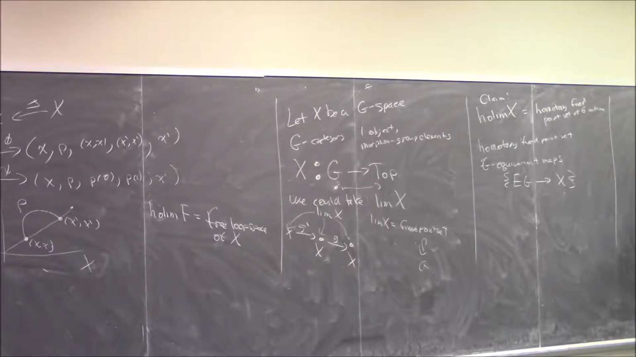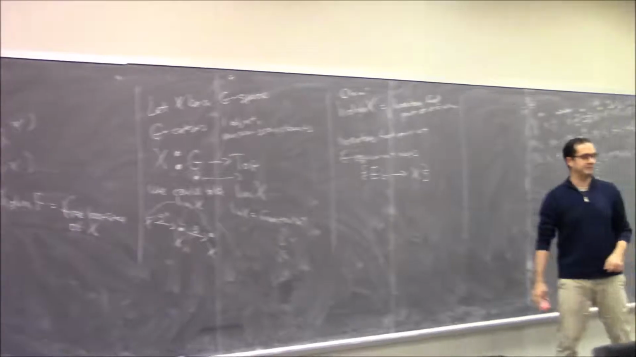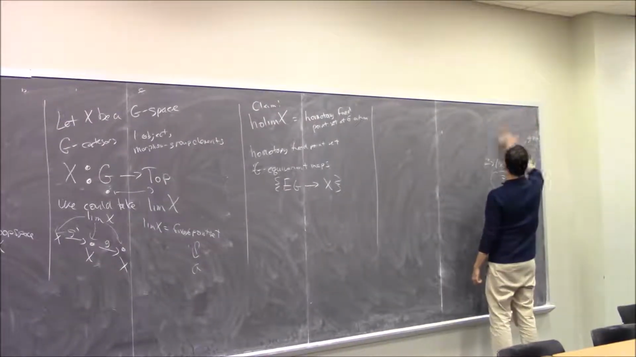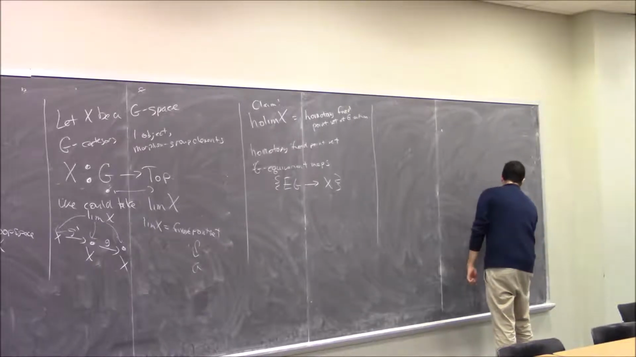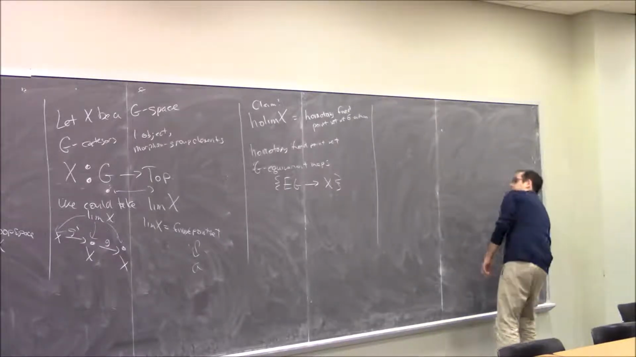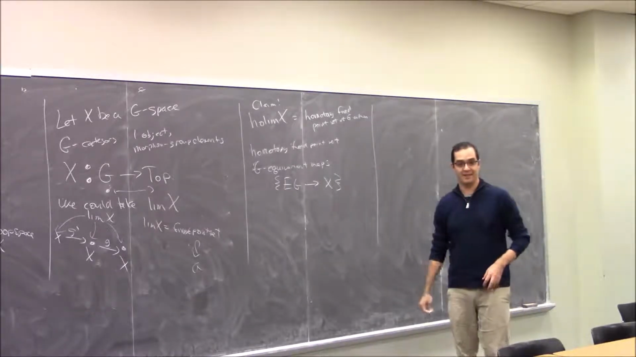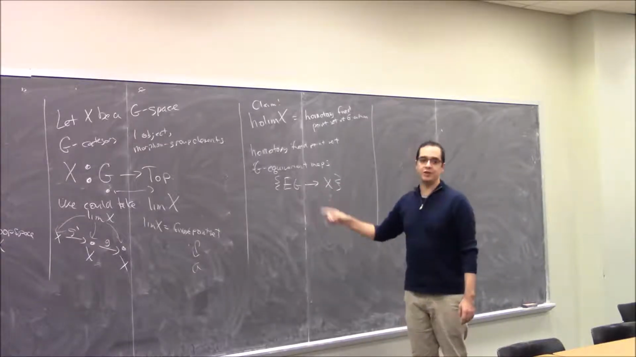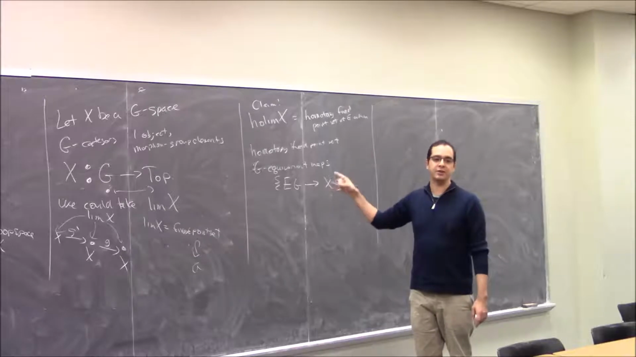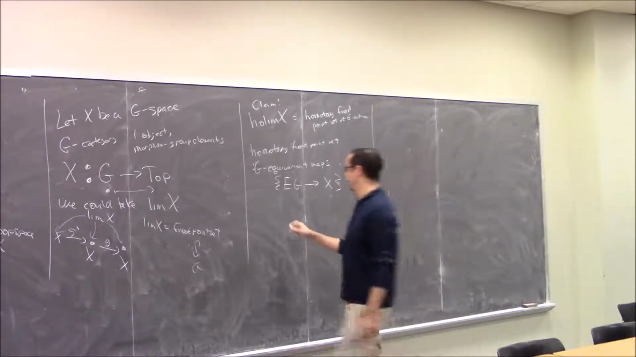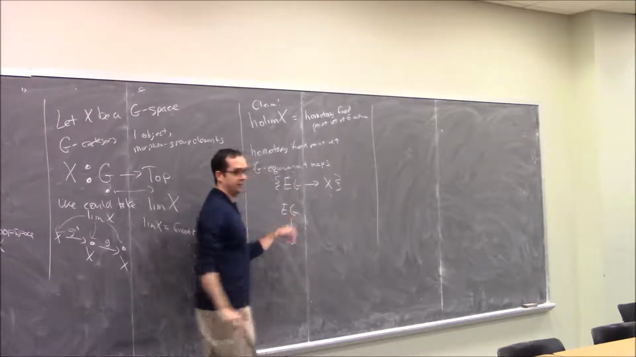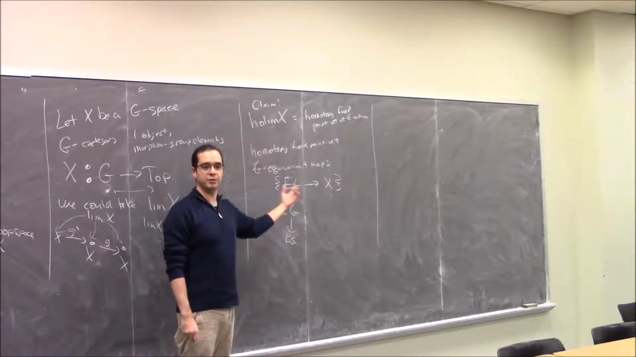So you're taking the point of that contractible space. How is BG related to that? So EG mod the action will give you BG. Right, so EG over BG is the classifying, or the universal bundle.